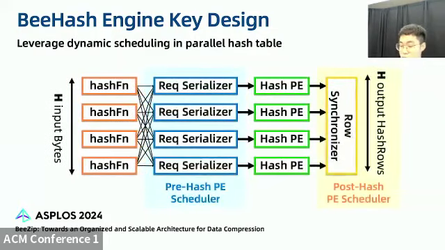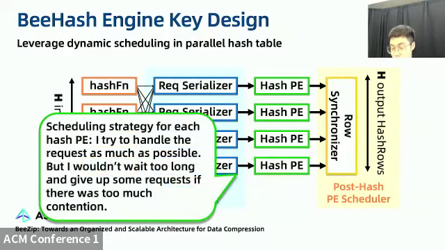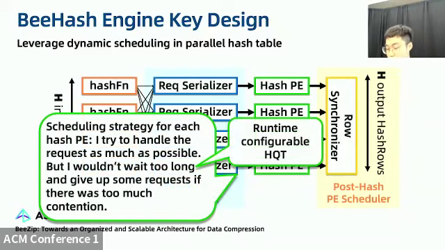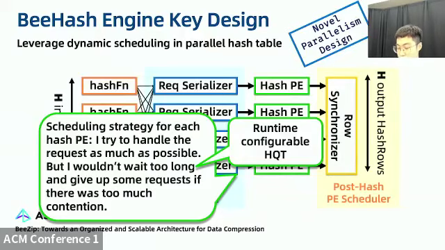We upgrade the interconnect structure into two schedulers that work together, pre and post ones, for dynamic scheduling. The scheduling strategy can be summarized as do your best. Each hash PE tries to handle requests as much as possible, but wouldn't wait too long and gives up some requests if there are too many operations. The exact wait time is determined by a runtime configurable parameter HQT. Configuration of HQT enables BeeZip's trade-off between compression ratio and throughput. This is the novel parallelism design that attempts to mitigate the irregular control flow.